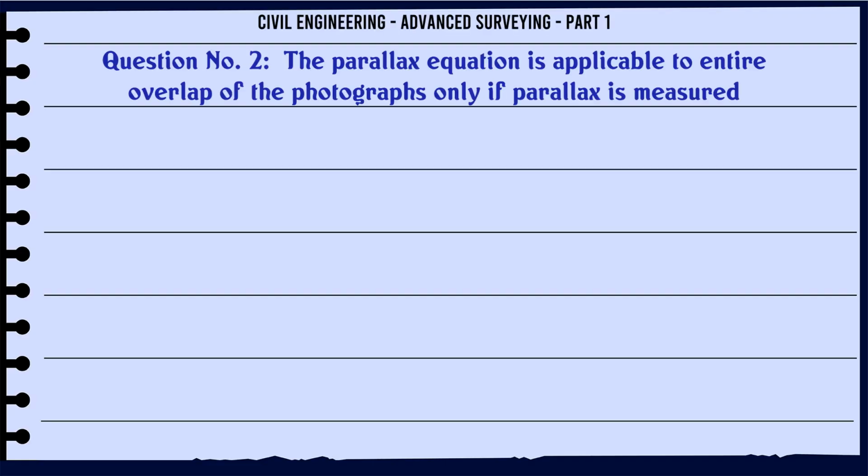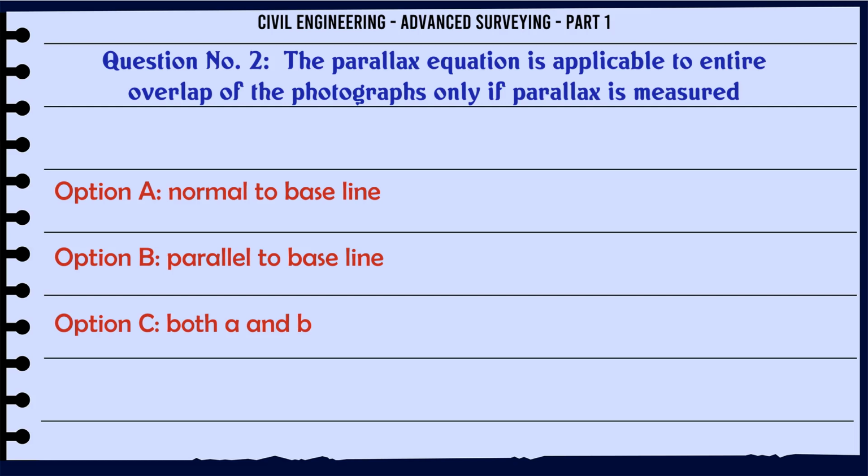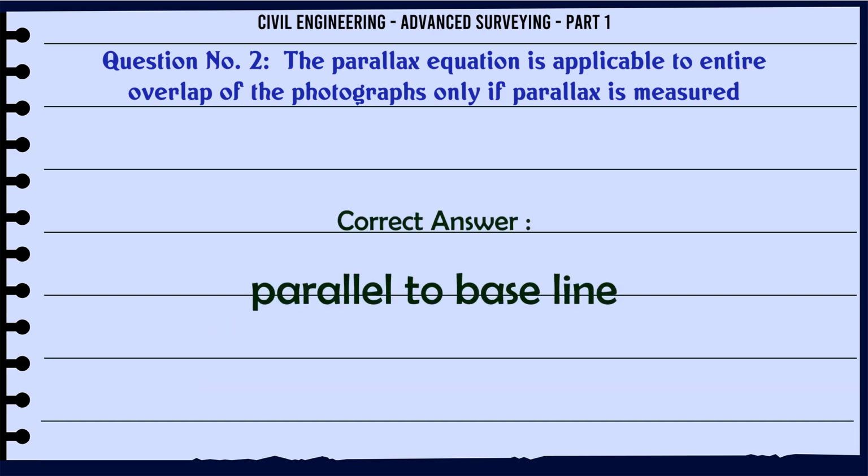The parallax equation is applicable to the entire overlap of the photographs only if parallax is measured: A. Normal to baseline, B. Parallel to baseline, C. Both A and B, D. Neither A nor B. The correct answer is parallel to baseline.